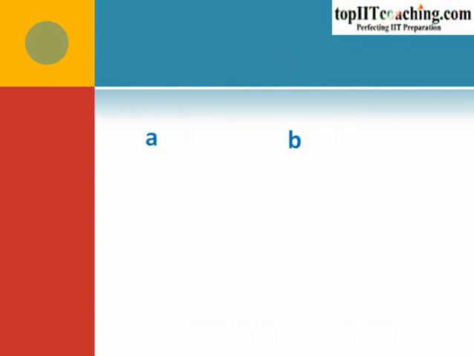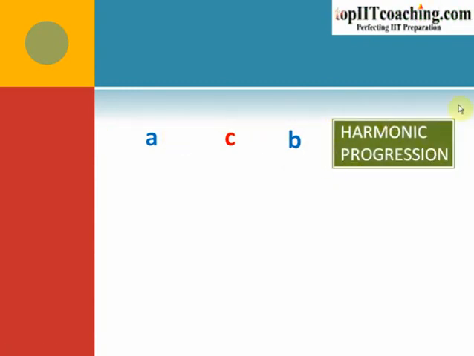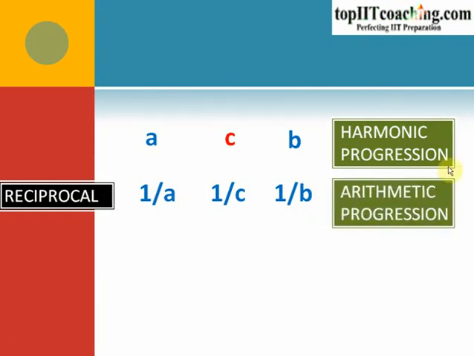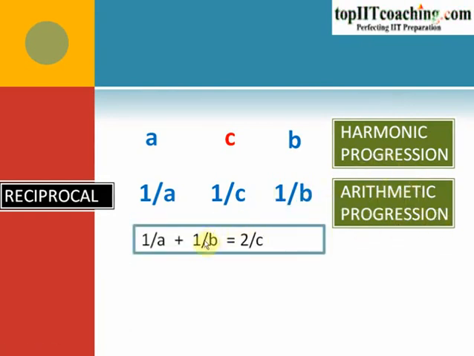So let us say that these are the two numbers A and B, and let us say that we insert a third number C between A and B such that C is the harmonic mean, and so these three numbers form the harmonic progression. Now the reciprocal of each of these terms is 1 by A, 1 by C and 1 by B, and according to the property of harmonic progression, their reciprocals must be in arithmetic progression. Thus 1 by A, 1 by C and 1 by B are actually in arithmetic progression. So 1 by A plus 1 by B should be equal to 2 by C. This is the property of three numbers being in arithmetic progression.